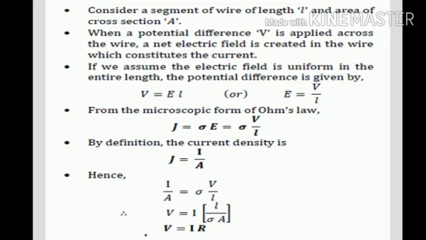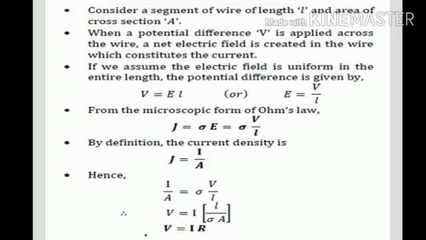From the microscopic form of Ohm's law, J is written as sigma into E, which is equal to sigma into V by L, where E is replaced as V by L. By definition, the current density can be written as J is equal to I by A. Hence, I by A is equal to sigma into V by L. From this equation, we can write V is equal to I into L by sigma into A. Here L by sigma into A is replaced by the letter R, which represents the resistance of the wire. Hence V becomes I into R.